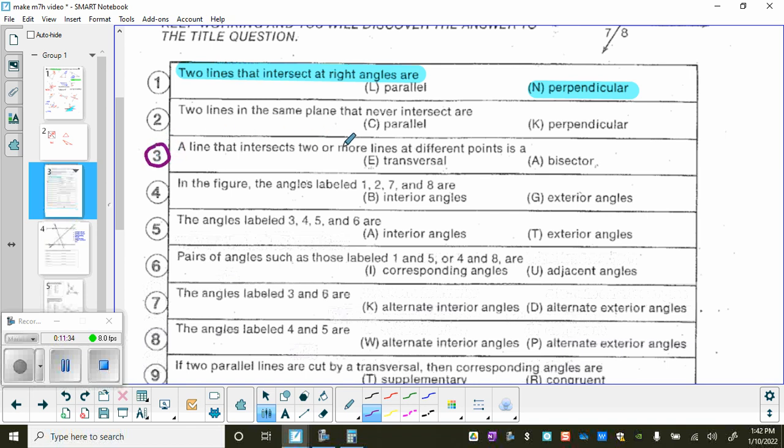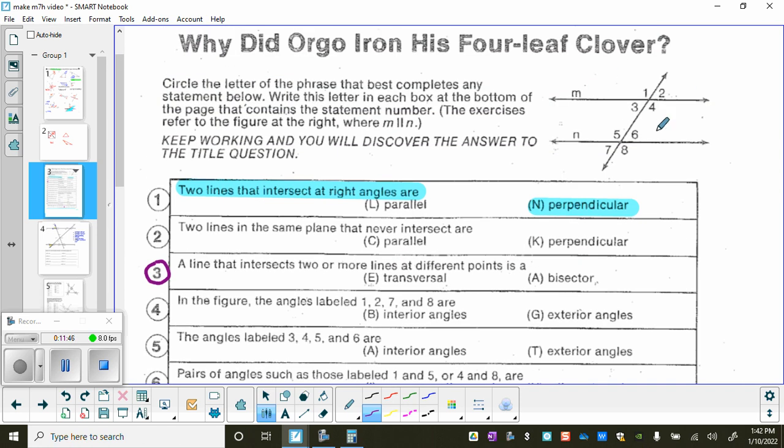A line that intersects two or more lines at different points is called a... A line that intersects two or more lines at different points. So do you see up here in this picture? I'm just going to label this line T. What I'm saying is that this purple line intersects at here, there was a point, and here was another point. Those are the two different points. So this is called a transversal. It intersects two or more lines.